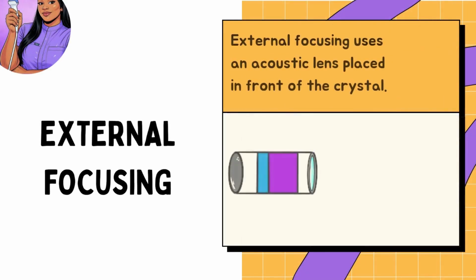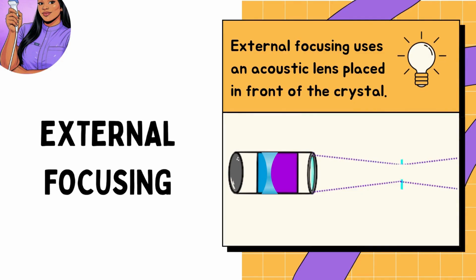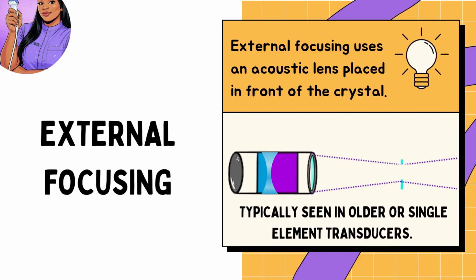This one uses an acoustic lens that sits in front of the transducer crystal. It's kind of like glasses for your probe. That lens bends the sound waves inward so they start to converge sooner. This is known as a fixed focus, meaning once the probe is made, that focal depth is set. You can't adjust it while scanning. This type of focusing is mostly used in older transducers or transducers with one element, like a mechanical one.